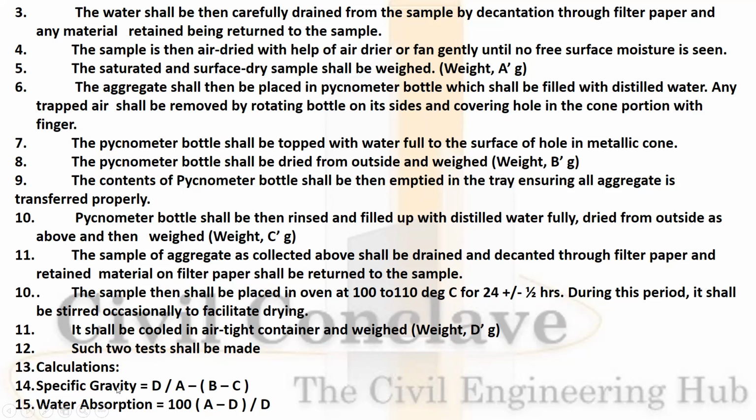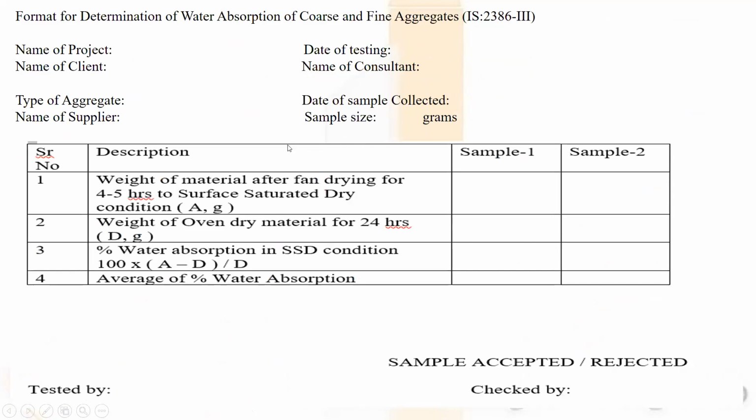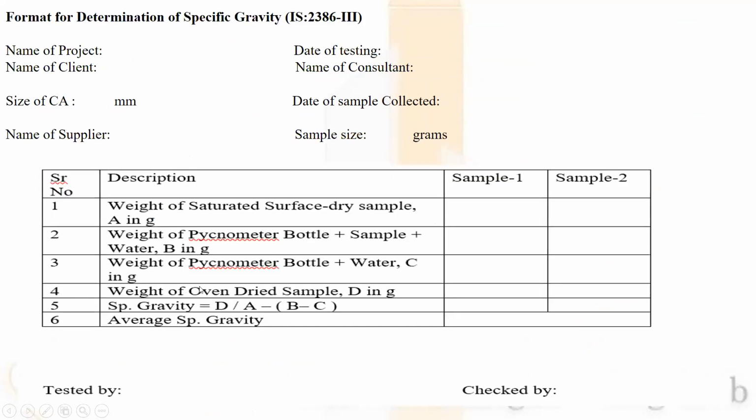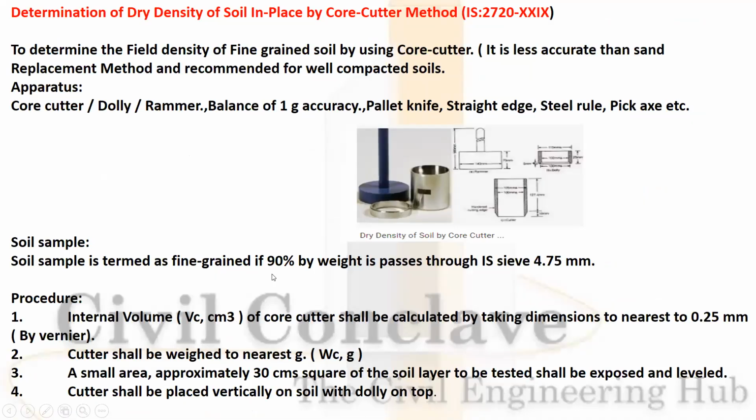Calculation. Specific gravity is D divided by (A minus (B minus C)). Water absorption is equal to 100 times (A minus D) divided by D. This is the format of how to record the water absorption: weight of the material, weight of oven dry material, percentage of water absorption, average of water absorption. And this is the format provided for checking the specific gravity.